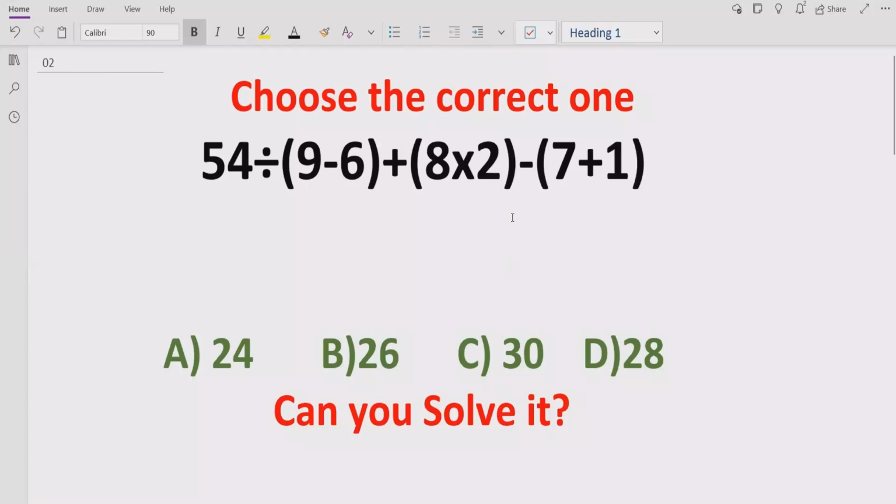Today we will solve another quiz which is related to arithmetic expression. The quiz contains the basic operations: plus, multiplication, division and subtraction. So we have to solve this quiz using the PEMDAS and BODMAS method and find out which answer is correct. In the answer list we have 4 answers: 24, 26, 30 and 28. So after solving it, let's see which answer is correct.